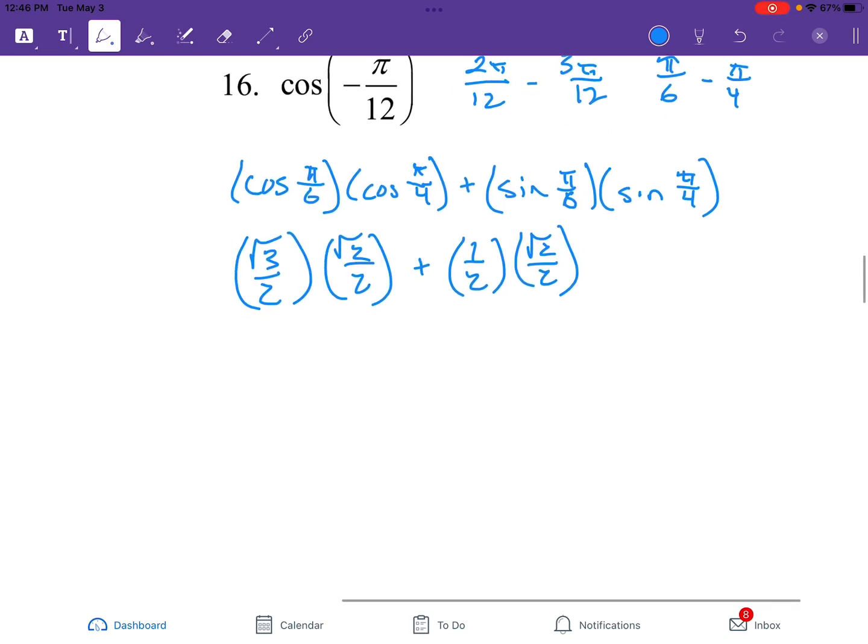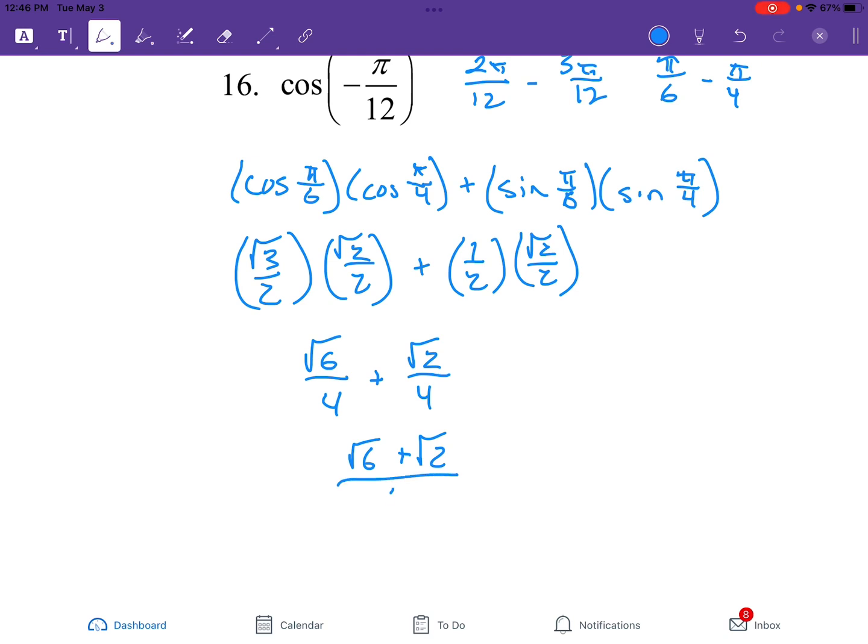So like before, multiply square root of 3 times the square root of 2 is square root of 6. 2 times 2 is 4. 1 times the square root of 2 is square root of 2. 2 times 2 is 4. Combine the like terms because they have the same denominator. So we got root 6 plus root 2 over 4. There we go.